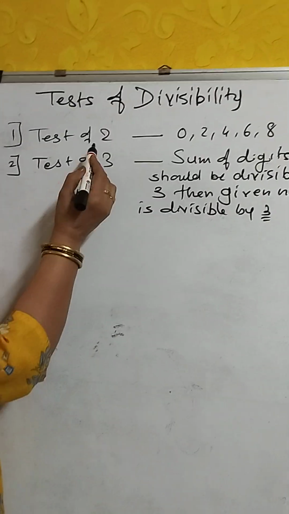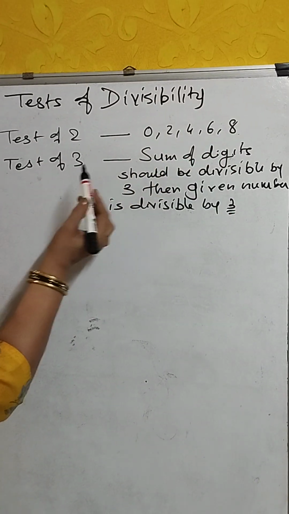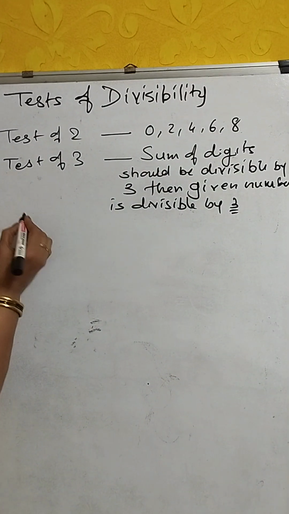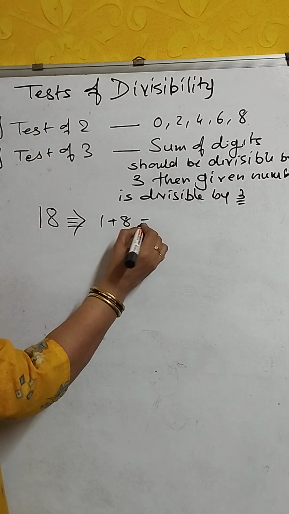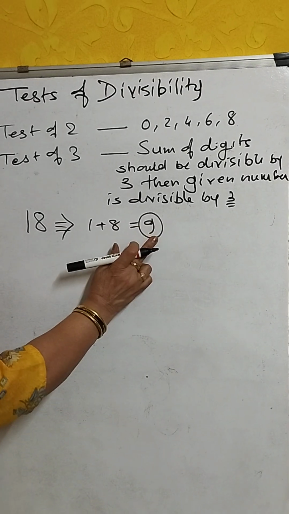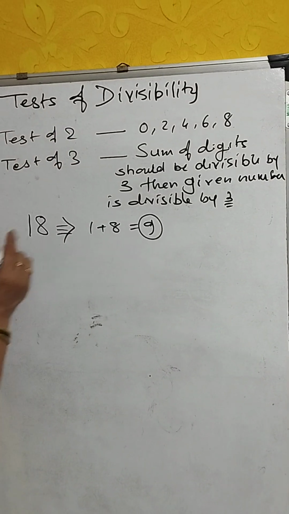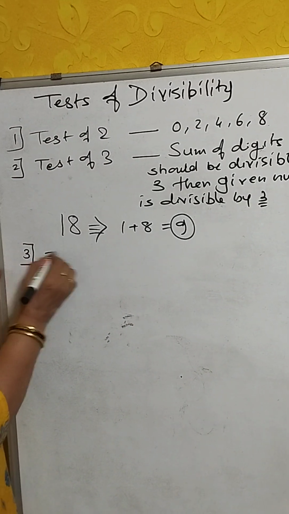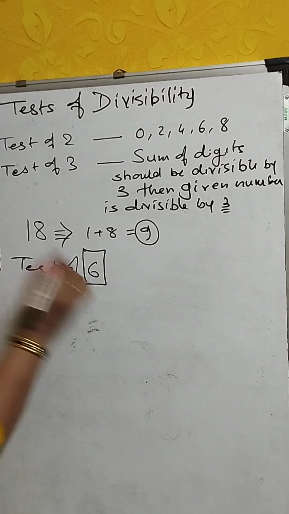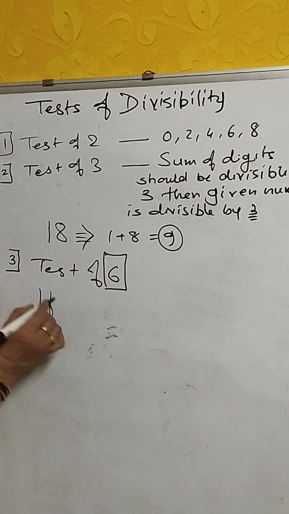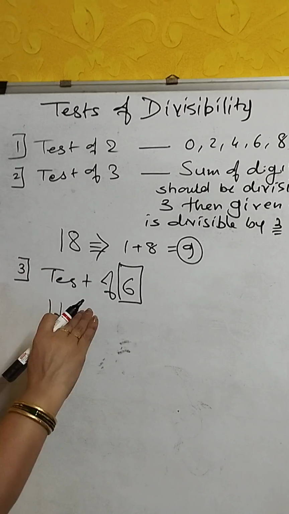I have already explained the divisibility test of 2, that is the units place, and the divisibility test of 3, that is, if the sum of the digits, 1 plus 8 is 9, is divisible by 3, then the number is divisible by 3. These two tests are useful for the divisibility test of 6. What is the divisibility test of 6 now?